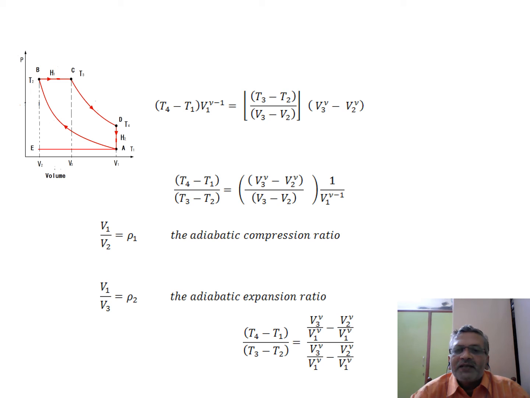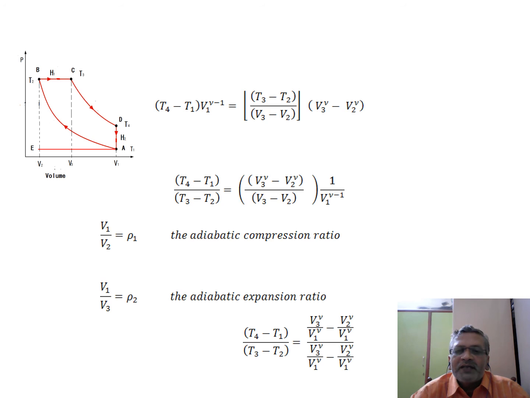Therefore, (T4 minus T1) divided by (T3 minus T2) is equal to, separating the temperatures and the volumes, (V3 raised to gamma minus V2 raised to gamma) divided by (V3 minus V2) into 1 divided by V1 raised to gamma minus 1. And we know V1 upon V2 is equal to rho 1, called the adiabatic compression ratio. Similarly, V1 upon V3 is equal to rho 2, the adiabatic expansion ratio. Before putting these rho 1 and rho 2 values in the equation, we need to adjust certain terms.